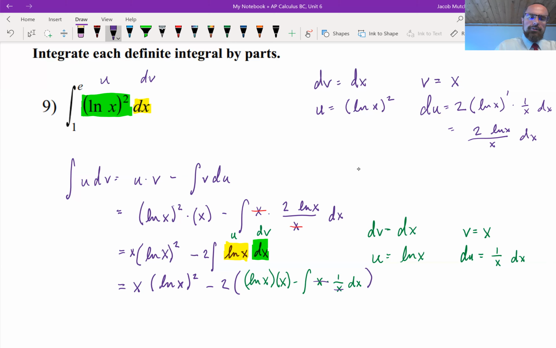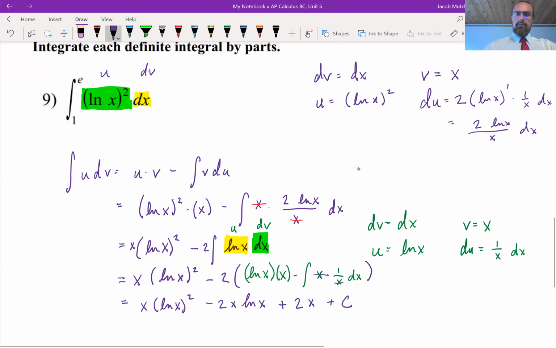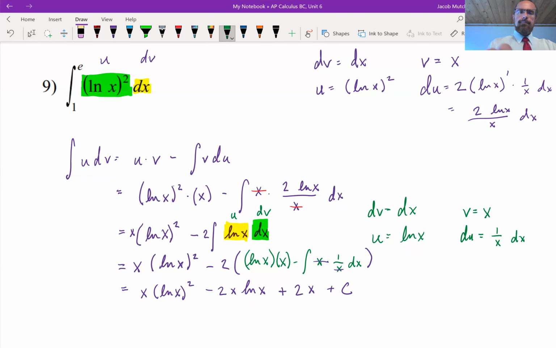And this is really ready to finish in terms of the integration. This is now x times natural log of x squared minus 2. I'll distribute through now: x times natural log of x plus, I got a double negative there, 2. And as I integrate 1 dx, that's just going to be x. So that's, again, the indefinite integration. I could put a plus c there, but again, I want to evaluate it from 1 to e. So we'll set up now for this evaluation.